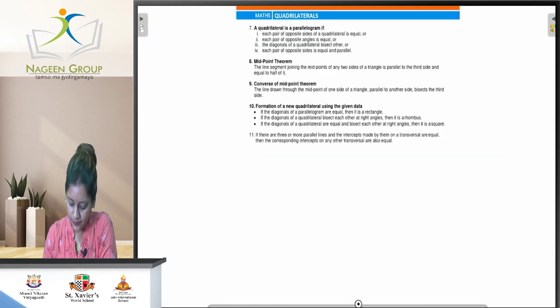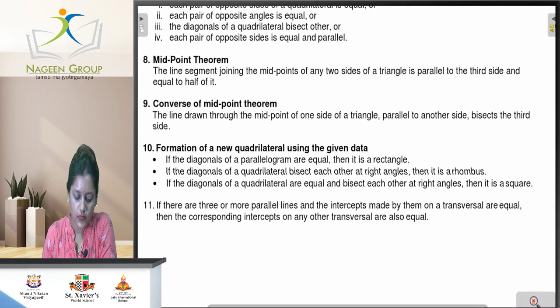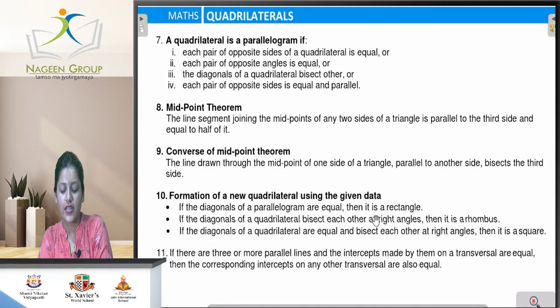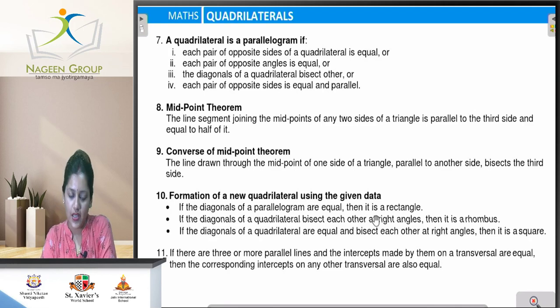Next, a quadrilateral is a parallelogram if each pair of opposite sides is equal, or each pair of opposite angles is equal, or the diagonals bisect each other, or each pair of opposite sides is equal and parallel. Next, midpoint theorem.